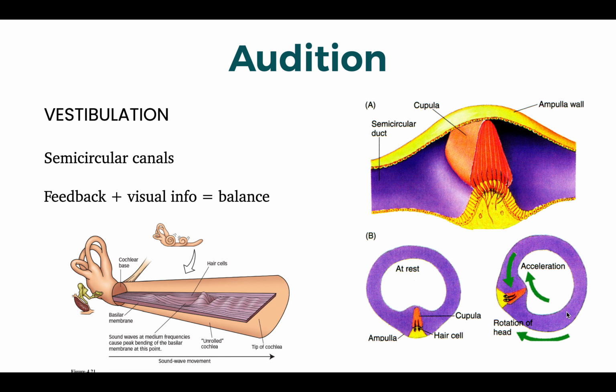The feedback from the cupula plus the visual information that you're getting, all combined in somatosensory cortex, all up there in the parietal lobe, is all combined for balance. So balance is a matter of visual input and not necessarily auditory input, but functions of the semicircular canal, which lie in the auditory mechanism.